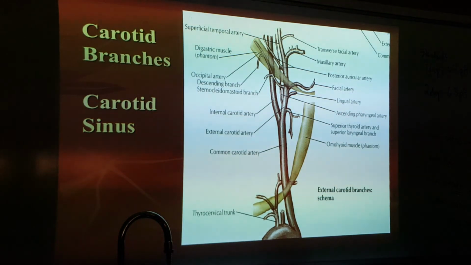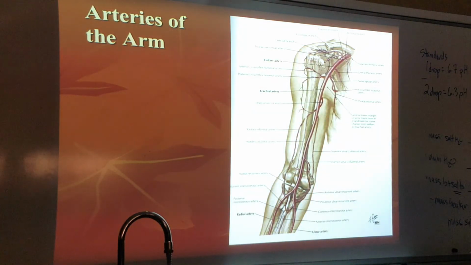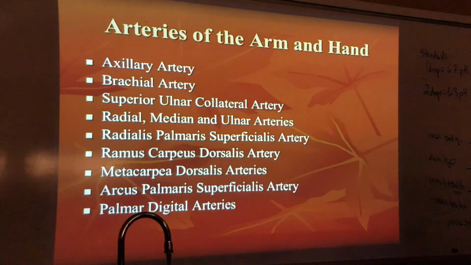So that's not a bad picture, though. I kind of like that one. That almost looks like it comes out of your book, but it doesn't show the rest of the anatomy. It just shows the branching pattern, and that's good. This picture is worthless. We're not gonna go to arteries in the arm, okay, and don't look at that picture in your book. These are the ones we're gonna learn.